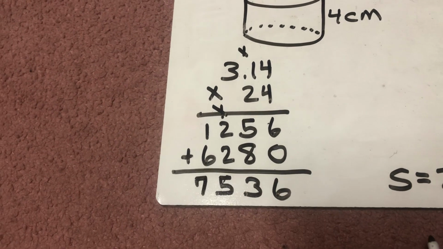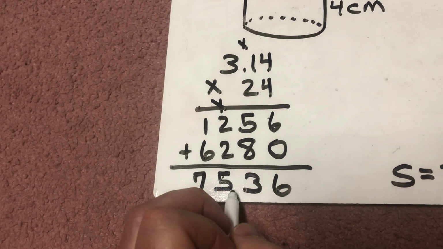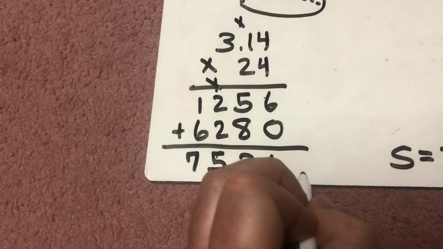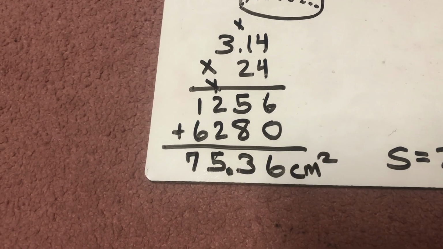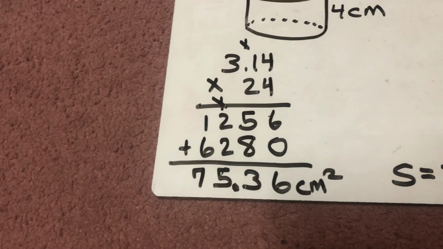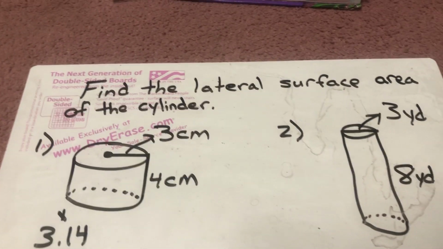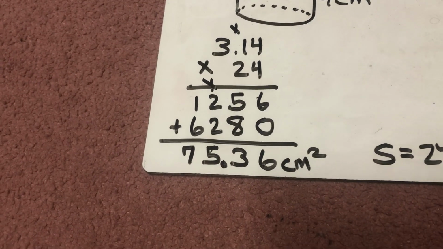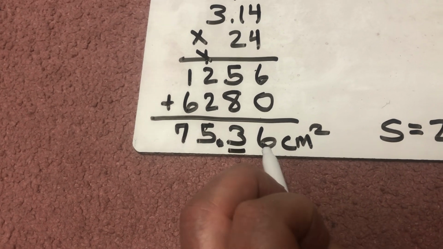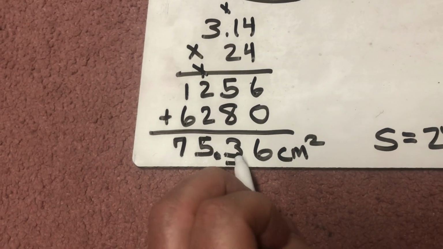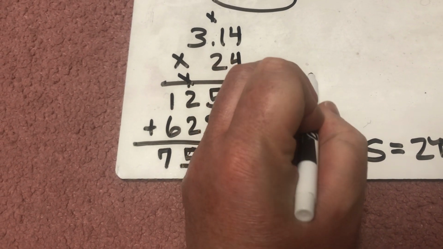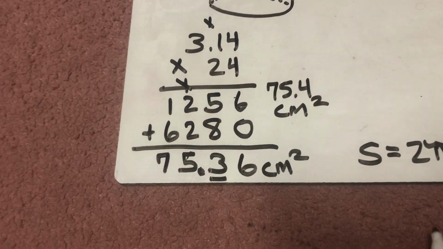There are 2 numbers after the decimal in the problem, so I need 2 numbers after the decimal in the answer. 75 and 36 hundredths square centimeters lateral surface area. It does say in your directions, once again, even though I didn't write it here, round to the nearest tenth if necessary. So if the 3 is in the tenths place, the 6 tells me to round up, which would make the 3 a 4. 5 and higher we round up. So we get 75 and 4 tenths square centimeters.